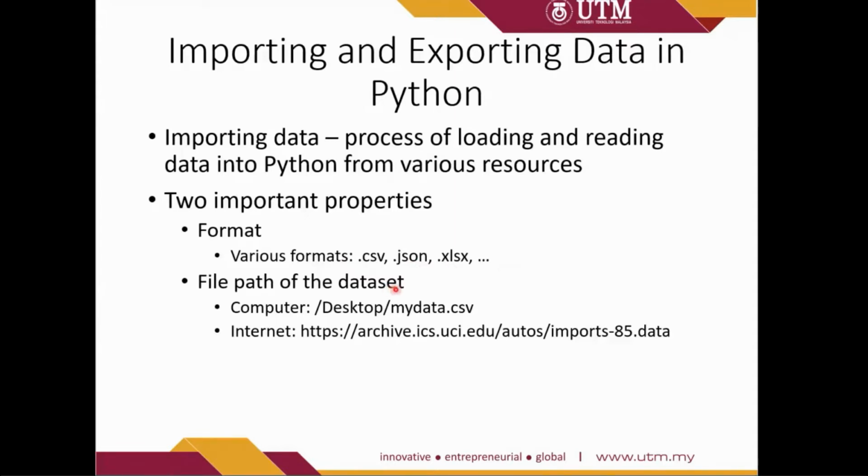All right. Next, you have to be aware that the second important property is you need to know the file path of the dataset. So if it's on your computer, what is the file path? And if it's on the internet, what is its URL? And we're going to use the second option. So we're just going to import our data from the internet.